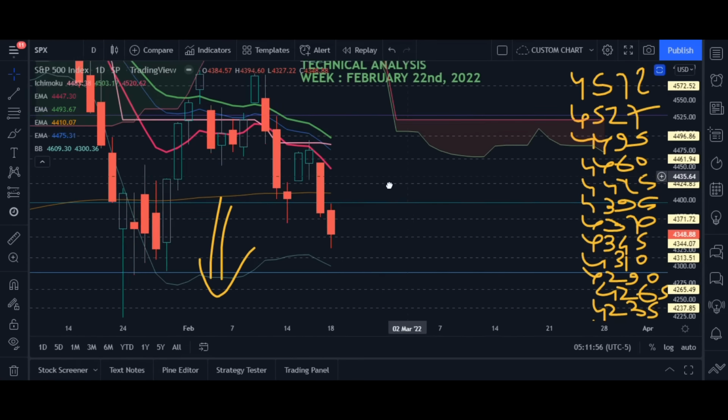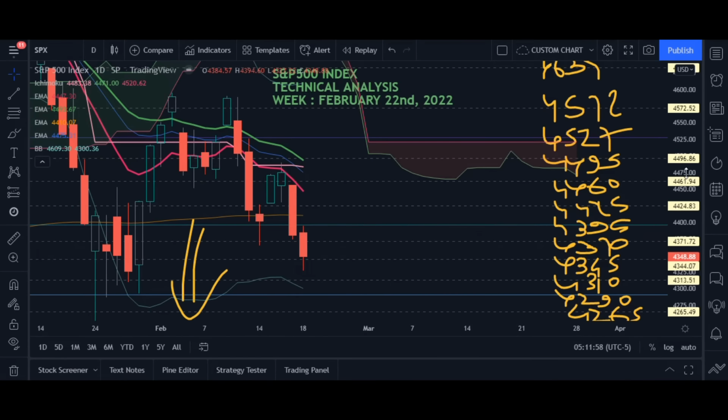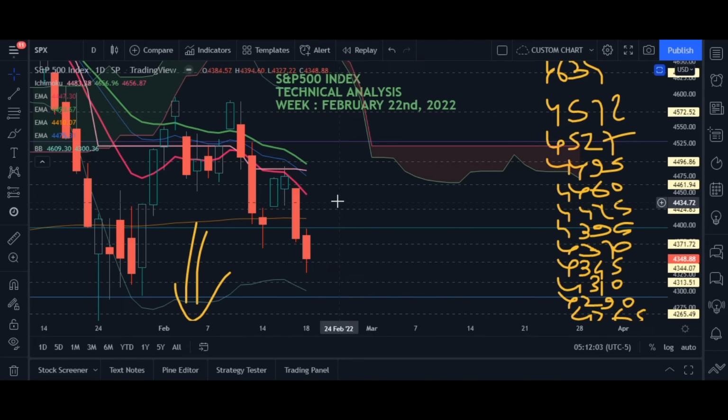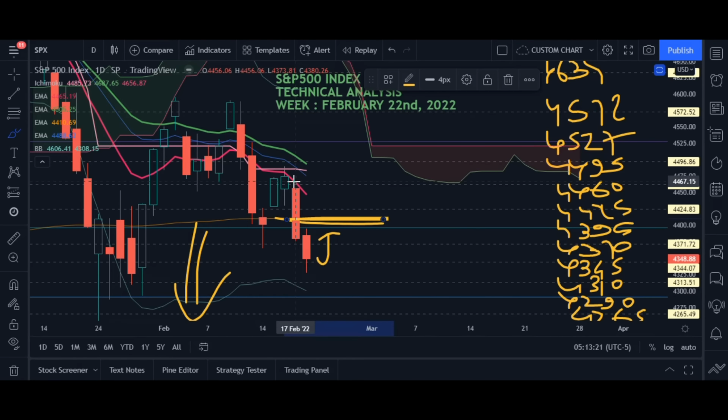Fair enough. Now let's deduce the probable movement of the market in the coming week. This is the 200-day moving average. Whenever you see a rebound in the market, during the rebound the market is going to hit the 200-day moving average, and after hitting it, these moving averages will further come down.